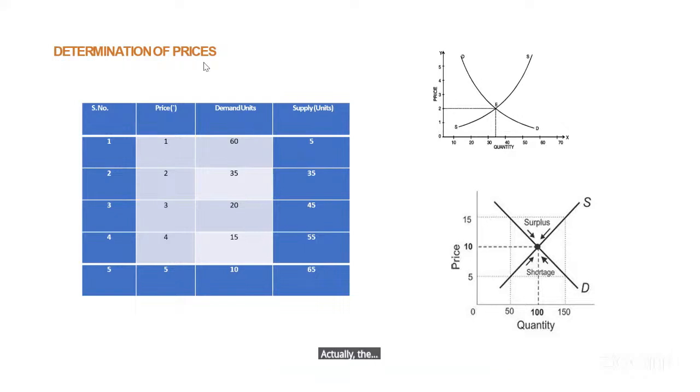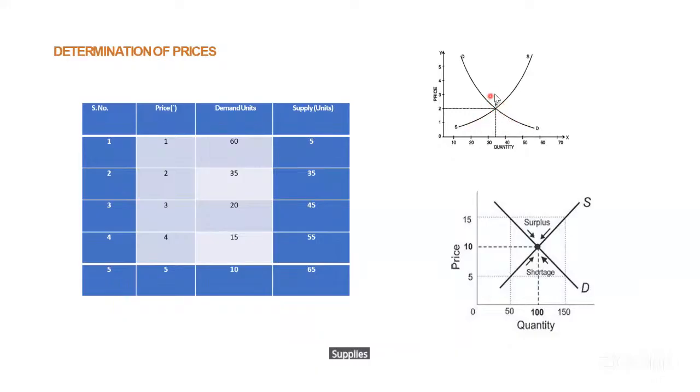Actually, this first, one second, I'll just show you. This diagram is the representation of this table. Can you see? So at one price, demand is equal to supply. Which is that? 2. Yes. At rupees 2, demand is 35, supply is 35.